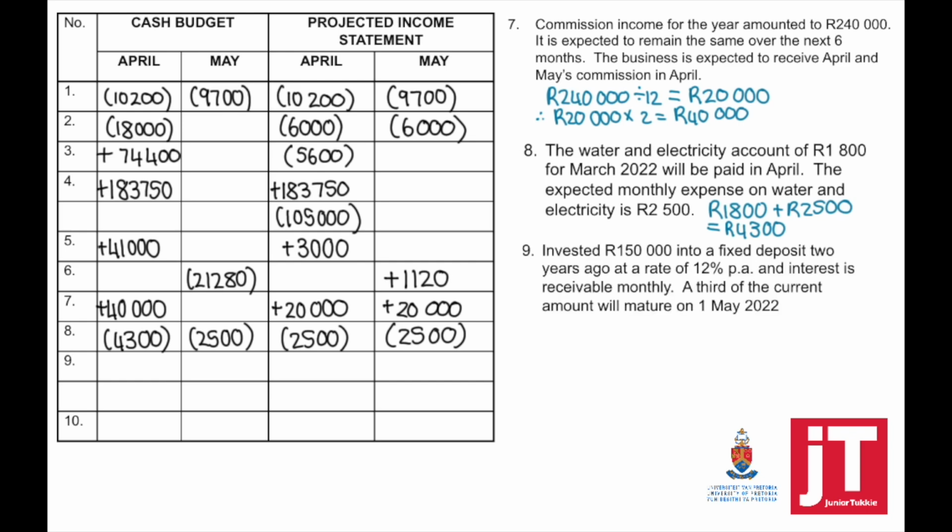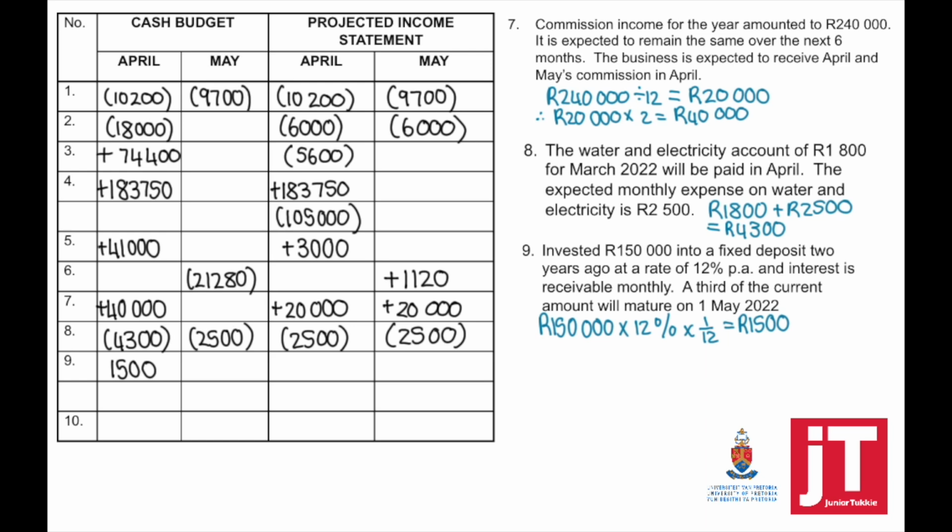Number 9, invested 150,000 into a fixed deposit 2 years ago at a rate of 12% per annum. And interest is receivable monthly. A third of the current amount will mature on the 1st of May 2022. So this means to calculate the interest, we're going to take 150,000 times 12% times 1 divided by 12 to find the interest that is receivable. This will be my interest that we'll receive in April.